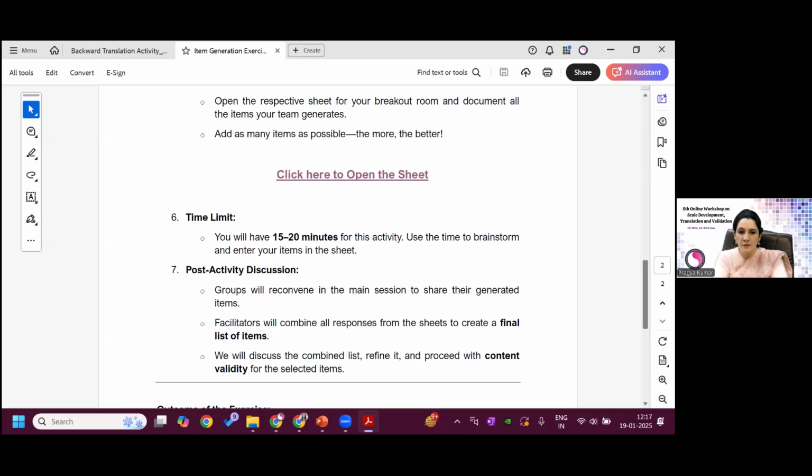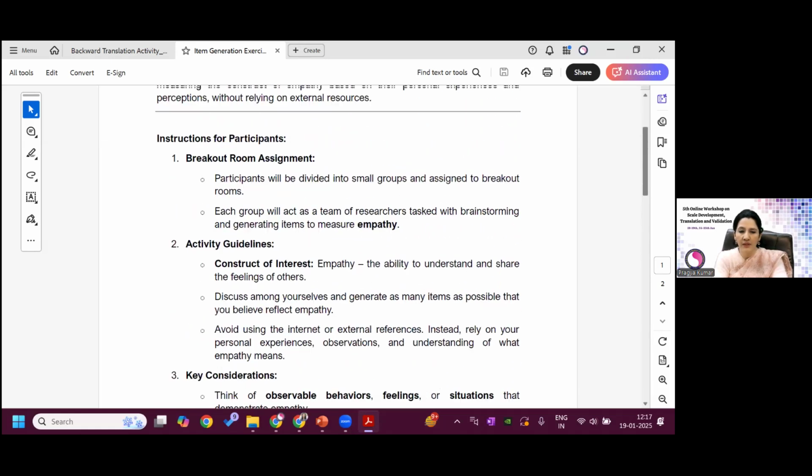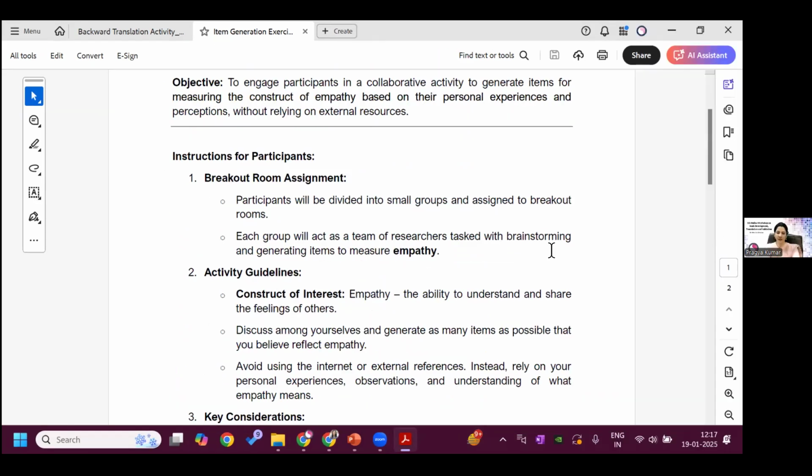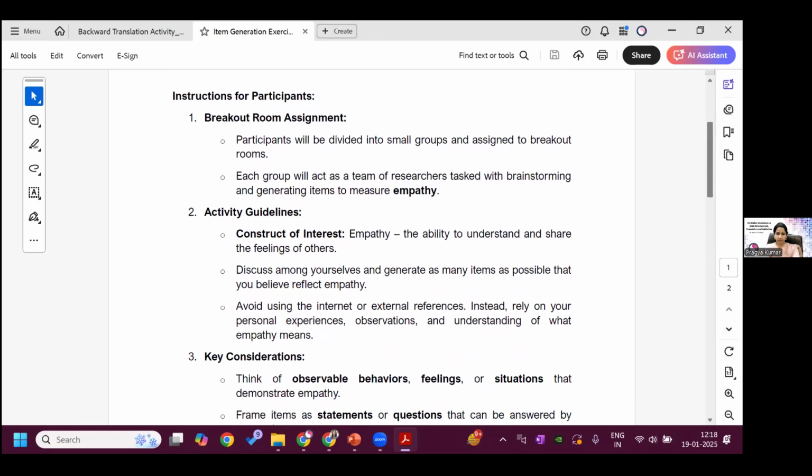Instructions I will read for them. It's a PDF to read. The instructions are: you have to be in the small group assigned to the breakout room. Each group will act as a team of researchers tasked with brainstorming and generating items.